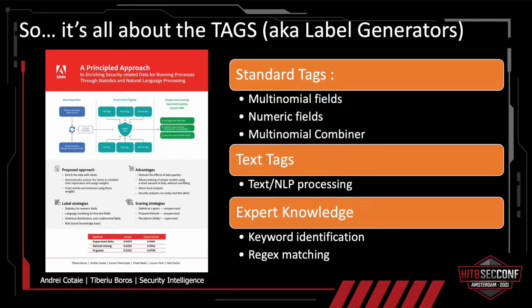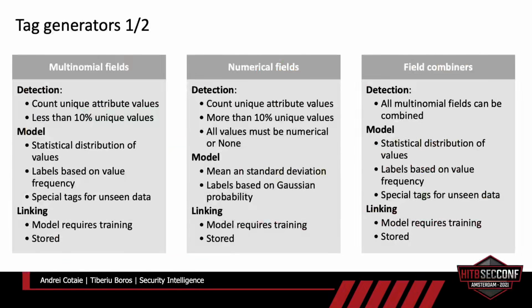To cope with this, OSAS reduces the large feature space by employing a two-step approach. First, it does tagging on a raw data set, and then it runs the anomaly detection algorithms. The tagging is done using a couple of predefined recipes for various attribute types, and also it is able to handle free-form text data. It's able to extract advanced features by combining different tags. So the first set of tags, we call those simple tags. It's basically composed of multinomial fields, numerical fields, and field combiners.